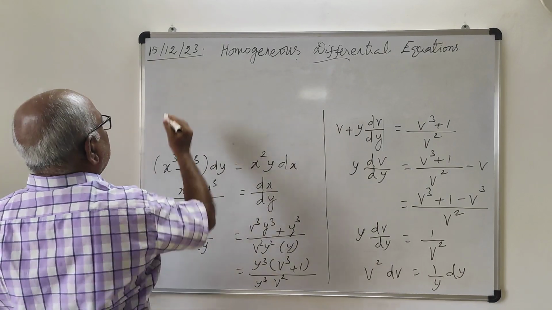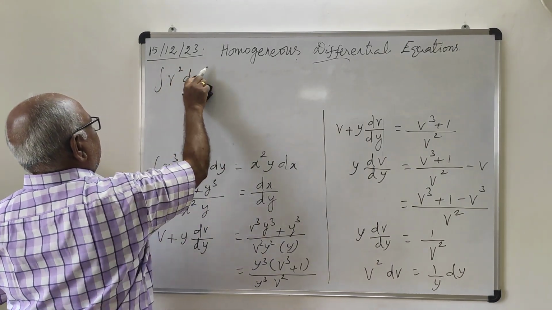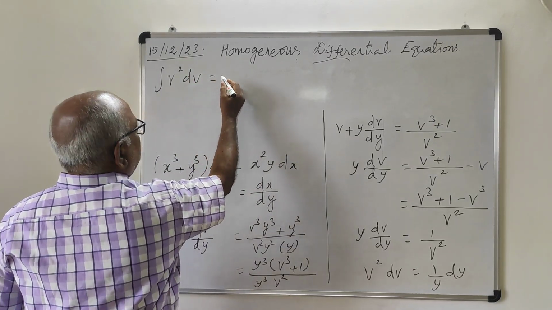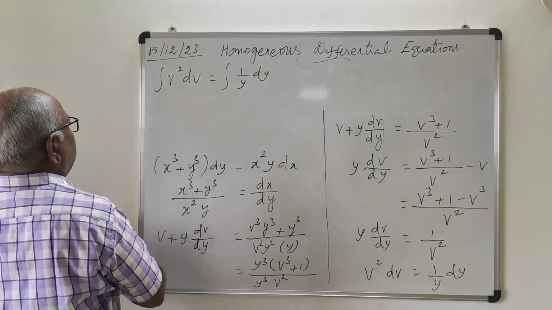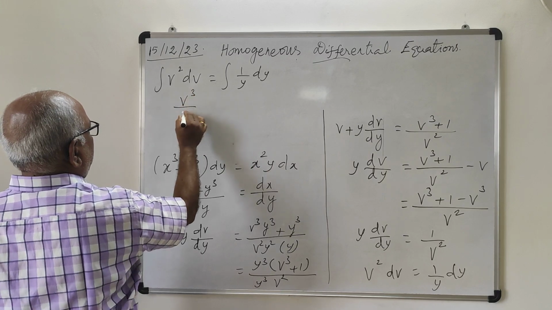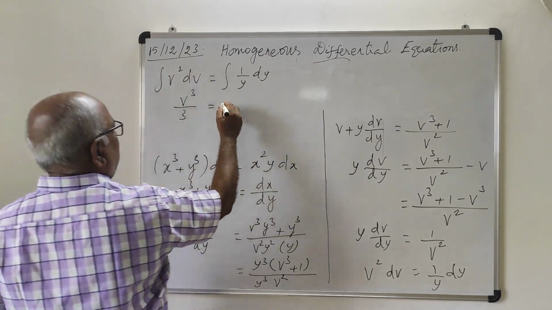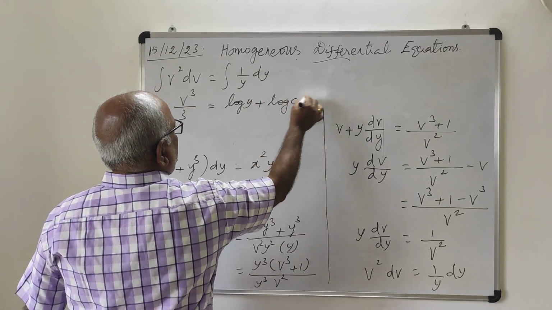So integrating v square dv equal to integral 1 by y dy. The integration of v square is v cube by 3. And 1 by y integrates to log y plus an integrating constant, which you write as log c.